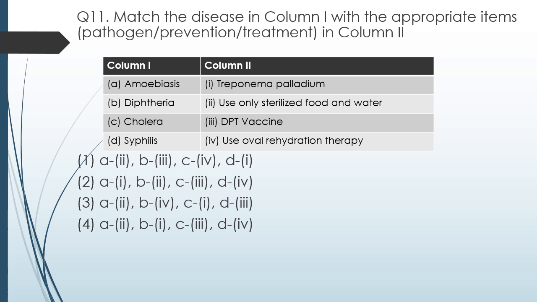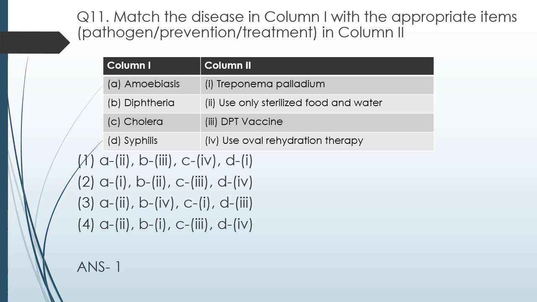The options are given. So the correct answer is option 1, that is amoebiasis, use only sterilized food and water because it is transmitted through contaminated food and water. Diphtheria, DPT vaccine. DPT vaccine is a vaccine against three diseases. D is diphtheria, P is pertussis, T is tetanus. DPT, diphtheria, pertussis, tetanus.